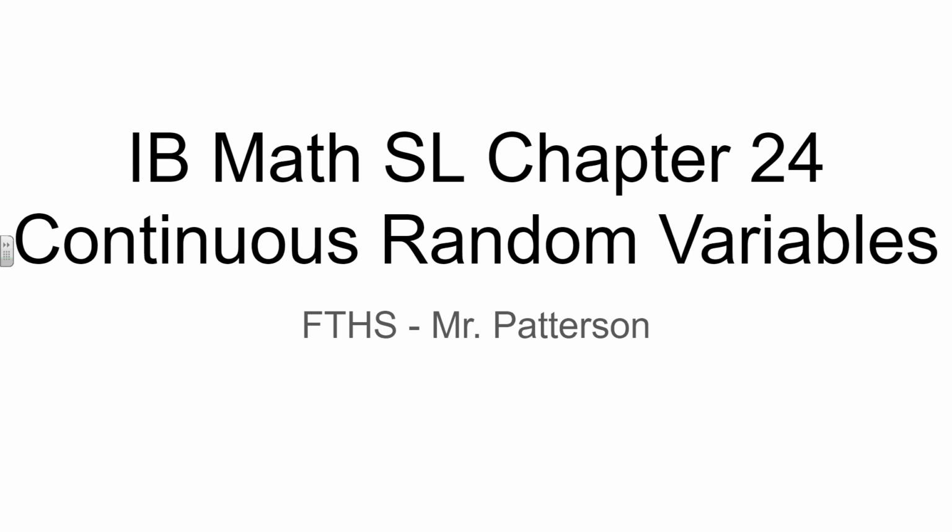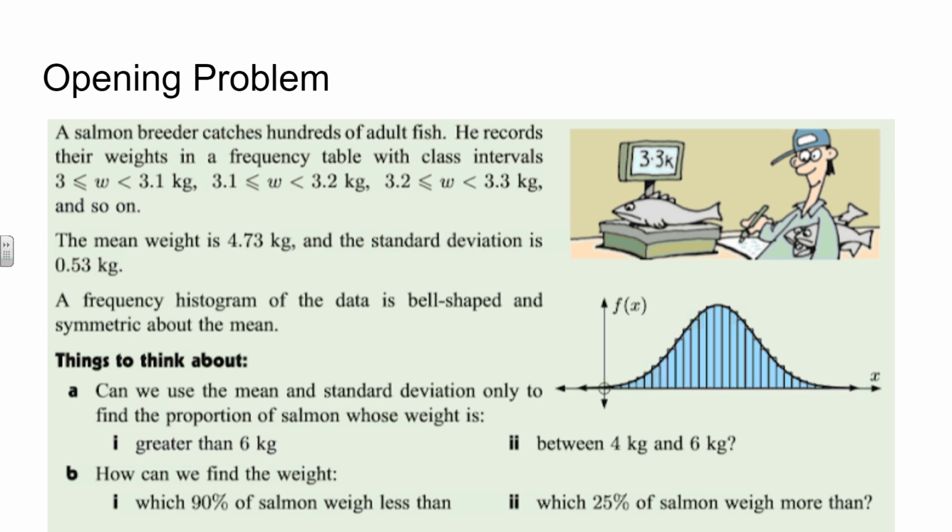Chapter 24 is all about continuous random variables, which is to distinguish itself from Chapter 23, which was about discrete random variables. Now, if you remember at the beginning of Chapter 23, we talked about the difference between discrete and continuous random variables. Discrete means countable, meaning that we can count the number of outcomes that a particular random variable can have. Whereas when we have continuous random variables, we say those are measurable.